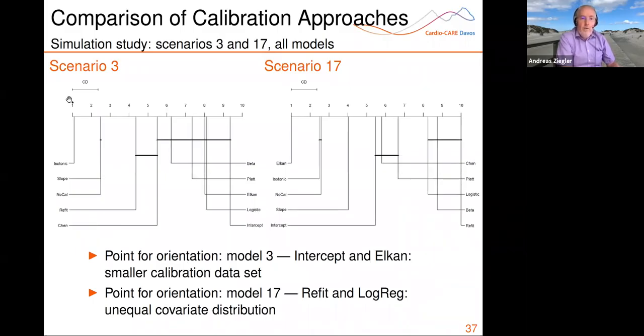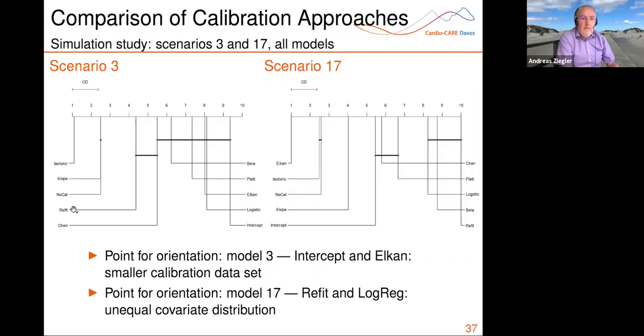Now I want to show you the results for scenario 3 and for scenario 7 when we average the critical difference approach over all models. Scenario 3 is the model in which we have a smaller calibration data set at hand. And in this case, where we have a smaller calibration data set at hand, then refit should get a bigger problem, and this is seen here.